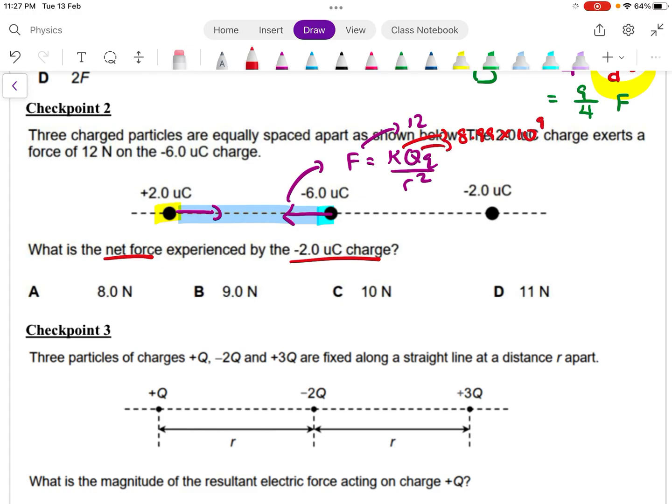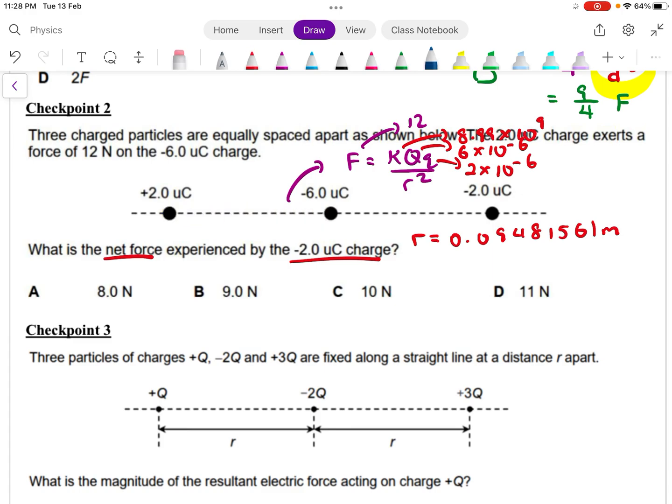So for the big Q, you can put 6 times 10 to the negative 6. Just take into account the magnitude, you don't need to put negative or positive. So this is 2 times 10 to the power of negative 6. What you need to do now is to calculate the distance between them. If you do the calculation, the distance should be roughly 0.09481561 meter.